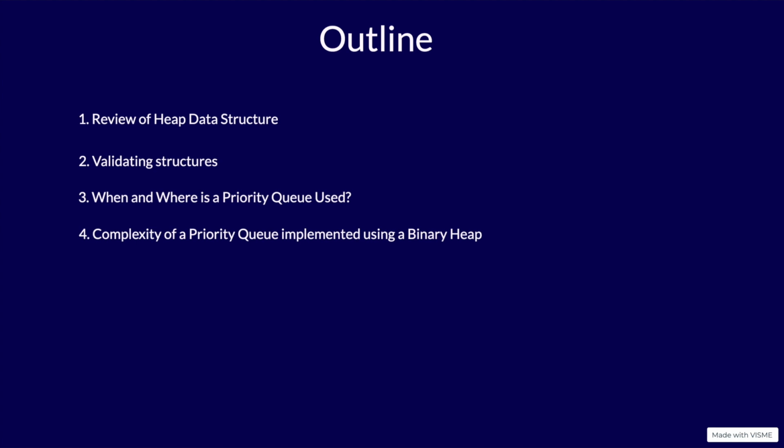So today we're going to be looking at a few things. The first one, we're going to be looking at the review of heap data structure, and then we're going to be validating some structures. Basically, we're going to be checking if each of those structures is a valid heap or not. Then after that, we're going to be looking at when and where a priority queue is used. And finally, we're going to be doing some complexity analysis. So we're going to be looking at the complexity of a priority queue implemented using a binary heap. So without any further ado, let's continue.